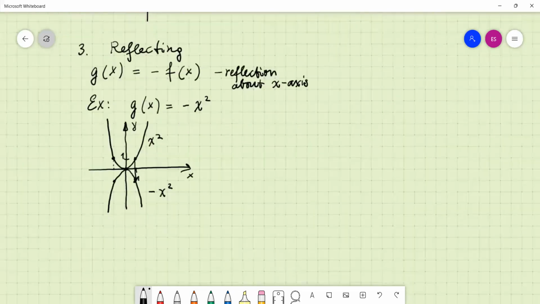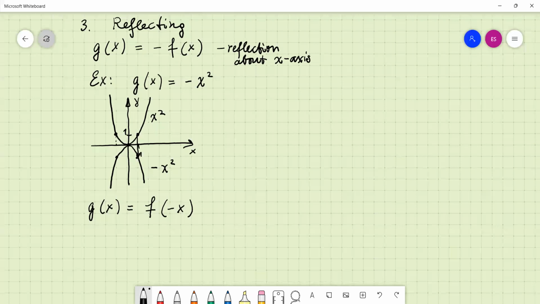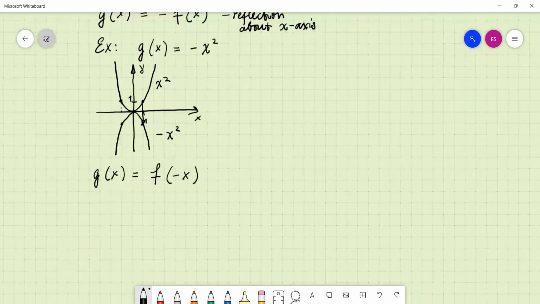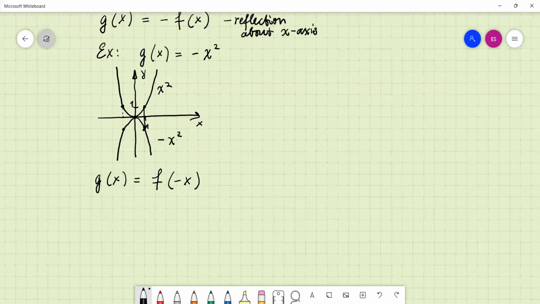Another type of reflection, g of x equals f of -x. So we put a minus in front of the argument inside of the function. Well, you can kind of guess that's going to be reflection about the y-axis, but let's see how it works. So for an example, I don't want to use a quadratic function because if I put a minus inside of the square, it's going to give me nothing. And I'll explain later why. So the function I'm going to use is going to be the square root of -x.